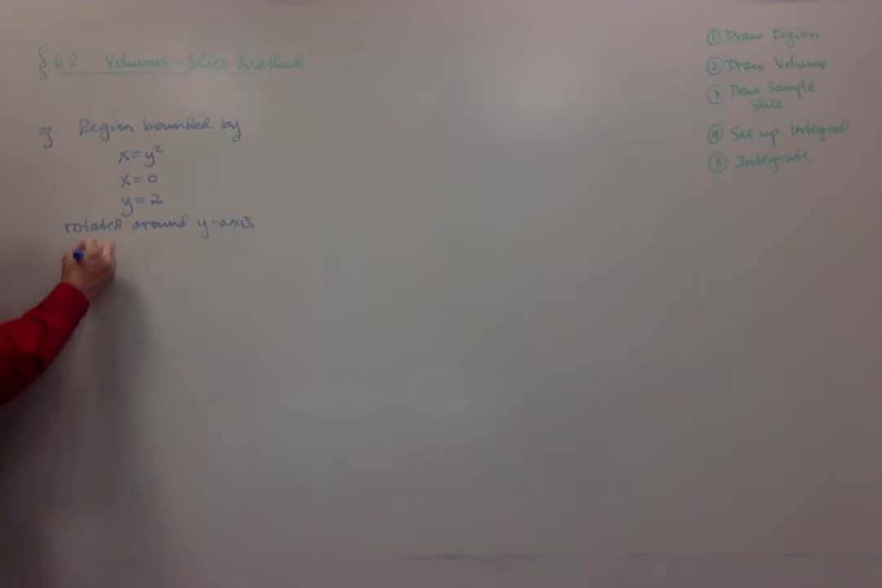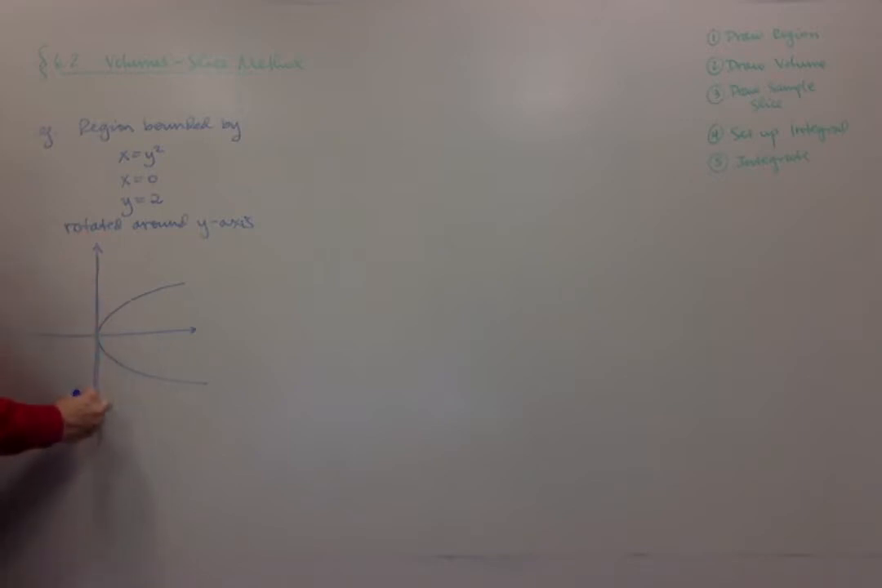So let's first draw our region here. So here's x equals y squared. It's kind of like y equals x squared, but flipped. Okay. Here's x equals 0, the y-axis. And then y equals 2 is up here. 1, 2. Okay, so this is the region that we're interested in. And we're going to take that region and rotate it around the y-axis. So you can see we're not doing the x-axis this time, we're doing the y-axis.